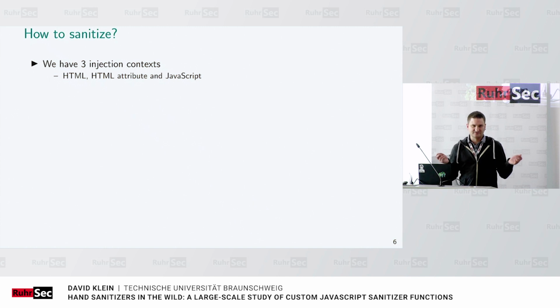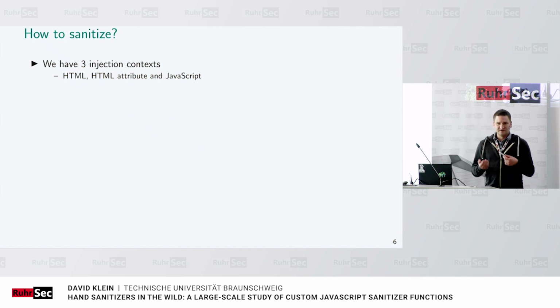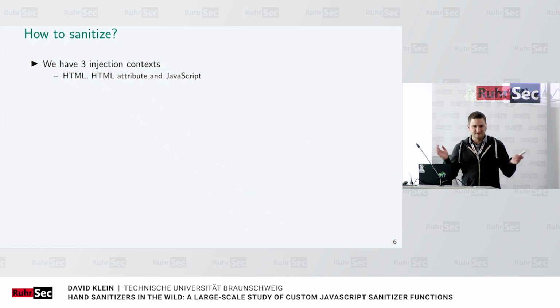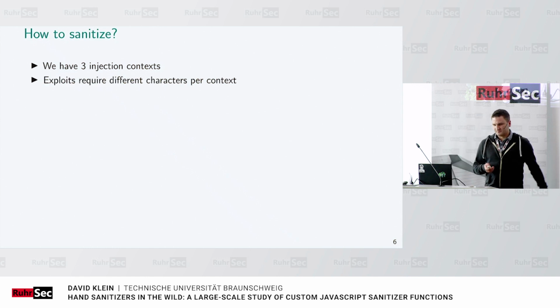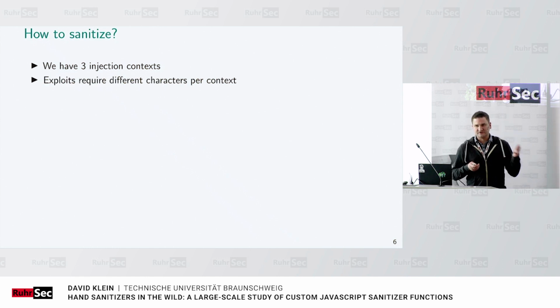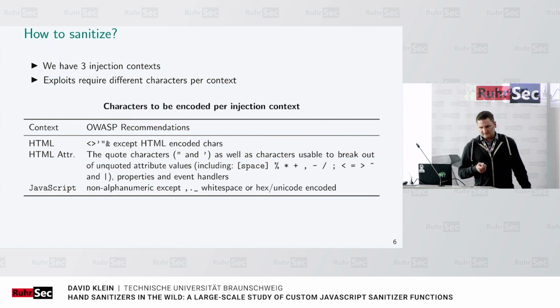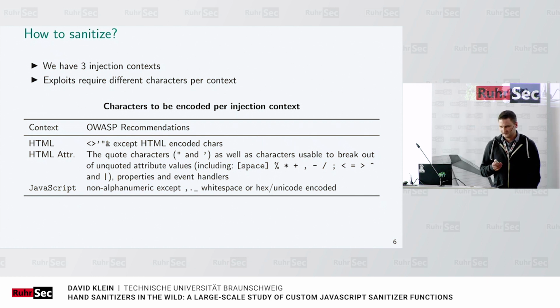We have JavaScript. And if you're a bit familiar with JavaScript and HTML, they are syntactically completely different. If you want to remove characters which are control characters in HTML and in JavaScript, the overlap is fairly small. Exploits require different characters for each injection context. There's an OWASP recommendation on how you do this, and the list is pretty long. It's pretty hard to write a sanitizer which does it correctly.